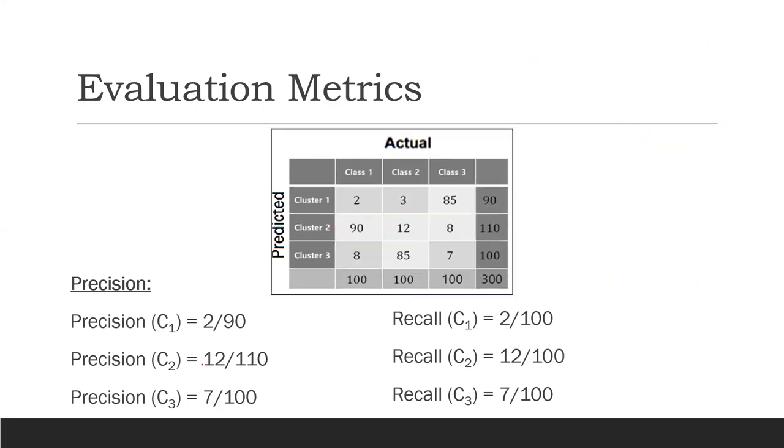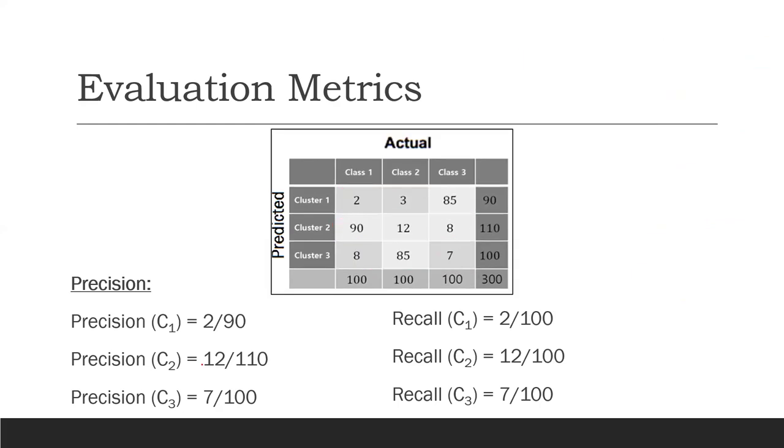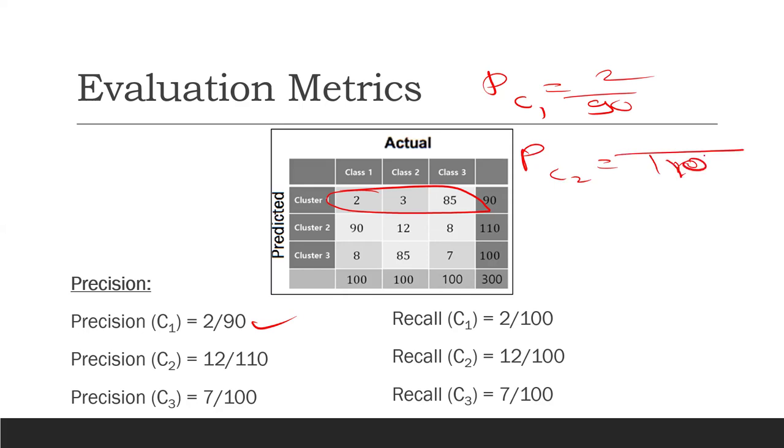Okay, now this is the correct one, right? Can you calculate now? Actually it is a balanced data set of 300, with predictions varying. What is the accuracy now? The same accuracy, right? 2 plus 12 plus 7, so 21 divided by 300. So 7%. Now what about the precision? Precision of class 1 means predicted. So this one, 2 over 90 is precision, right? Precision of class 2, 12 over 110. Precision of class 3, 7 over 100.